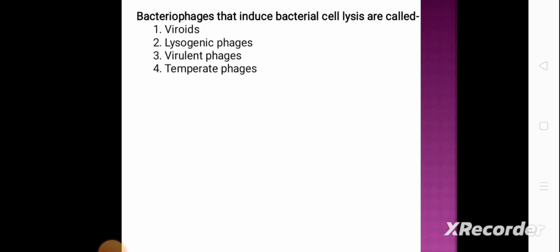Next question. Bacteriophages that induce bacterial cell lysis are called option 1 viroid, option 2 lysogenic phages, option 3 virulent phages, option 4 temperate phages. And the correct answer is option 3 virulent phages.